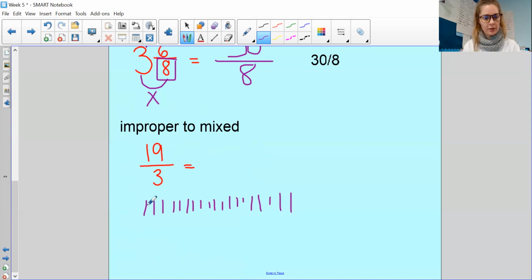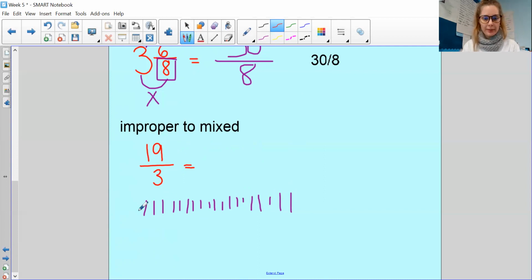Let me just double check. 1, 2, 3, 4, 6, 7, 8, 9, 10, 11, 12, 13, 14, 15, 16, 17, 18, 19. The reason why I check is because today we had some children playing with grouping and they couldn't count out the correct number. So it's very important that you have this number at the top is correct.